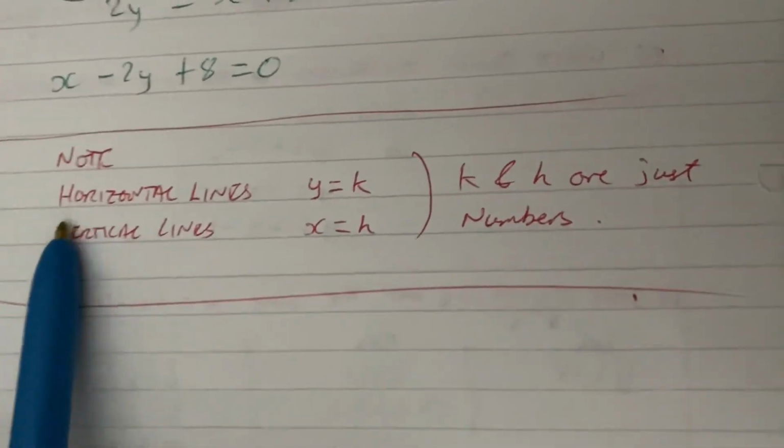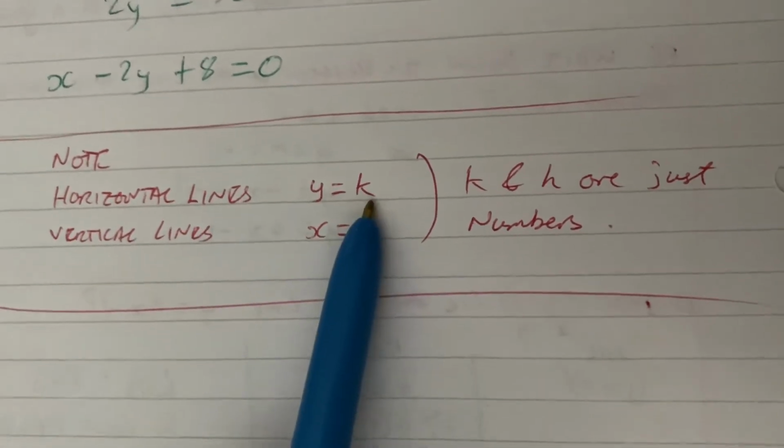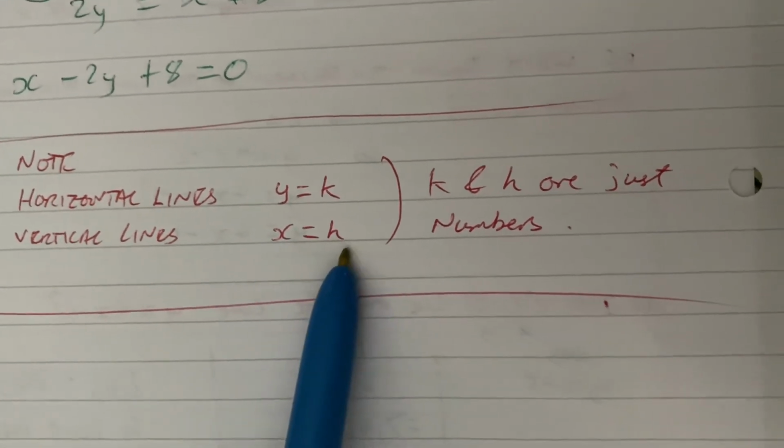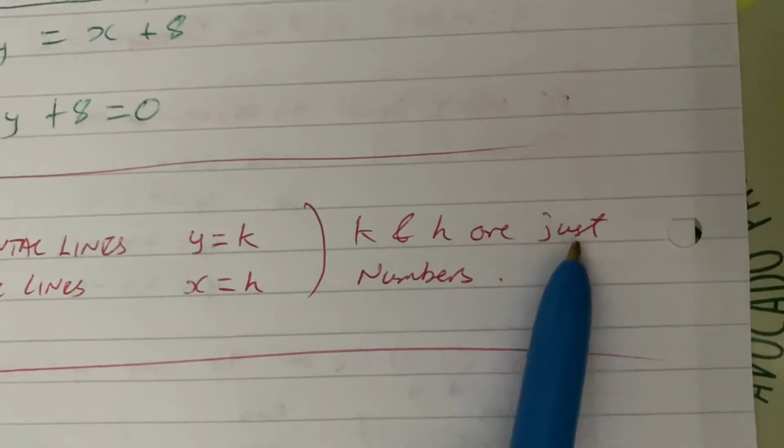Little note here, for a horizontal line y equals k, for a vertical line x equals h. K and h are just numbers.